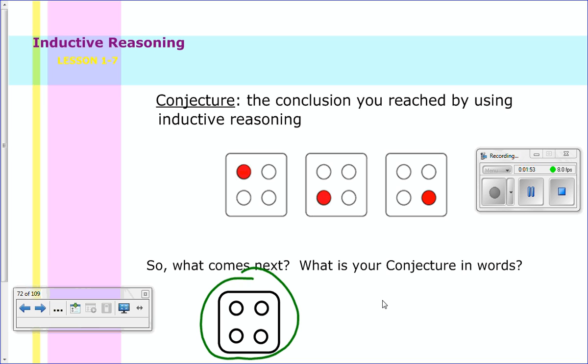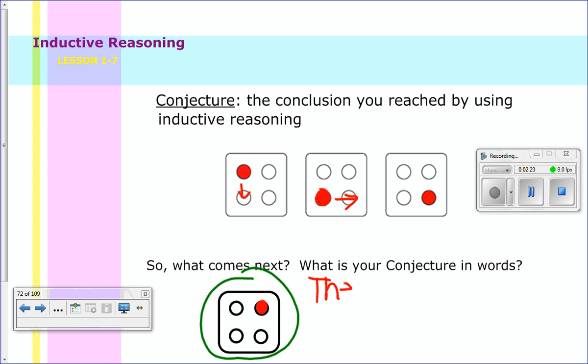All right. Now, my conclusion, based on the pattern I see, as I said, it looks like from this one to this one, it goes down. It went from the top left-hand corner to the bottom left-hand corner here. Then it looks like it moved to the bottom right-hand corner. So I'm going to assume the next place it's going to go is this top right-hand corner. So that's what I would say would come next, and now I have to write it in words.